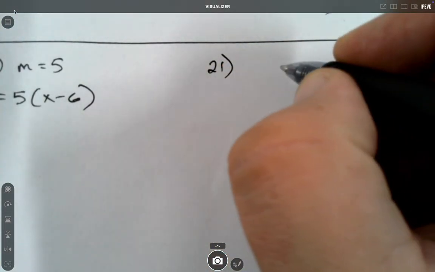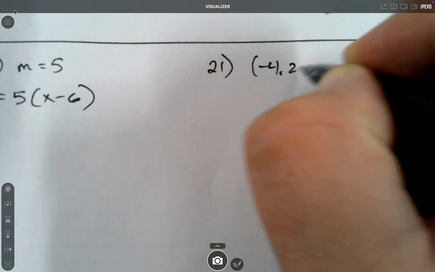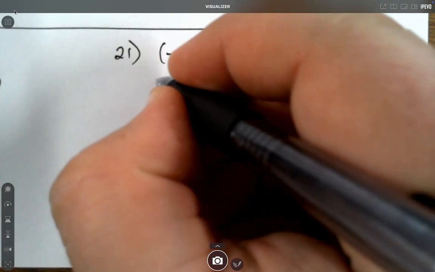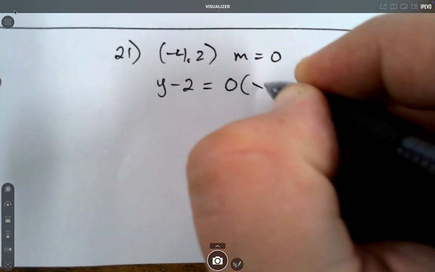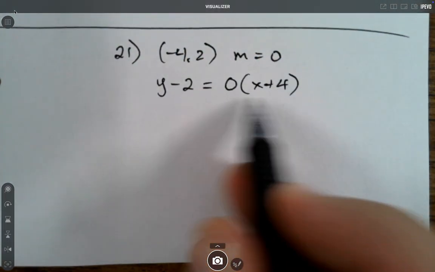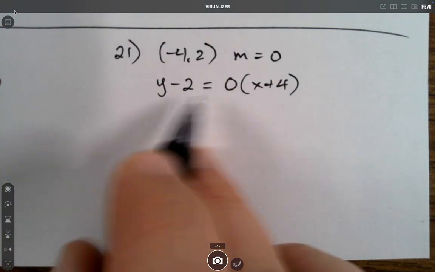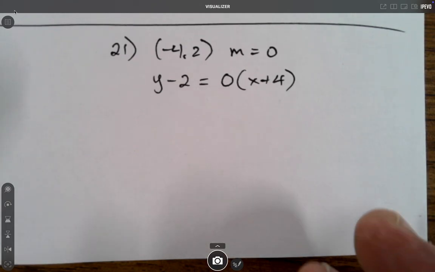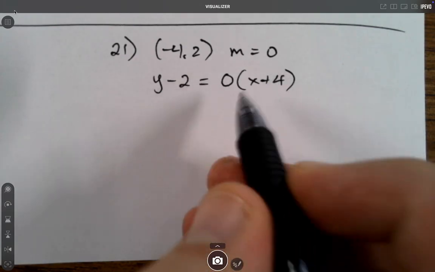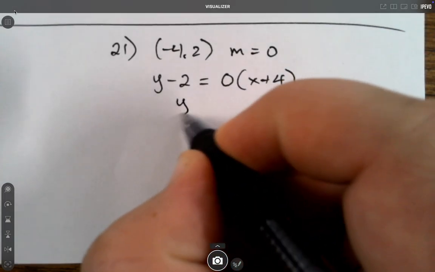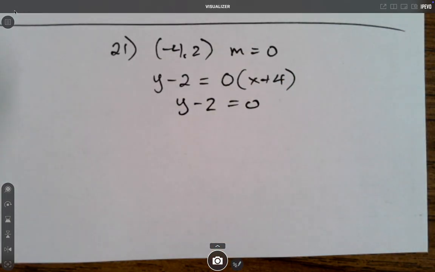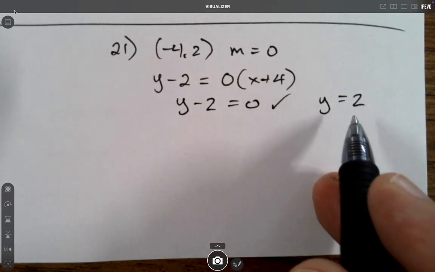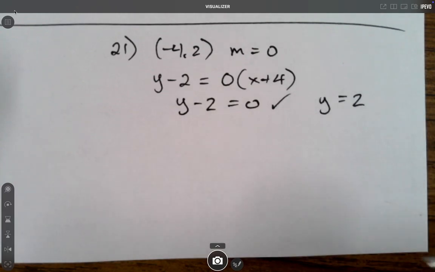21, same process, but this time we have the point (-4, 2) and a slope of 0. So I'll do y minus 2 equals 0 times x plus 4. And 0 times anything, you can leave it this way. It is still considered to be in point slope form, but I don't really like just leaving 0 times something, so I'd probably go ahead and say y minus 2 equals 0. And you can leave it like that, or if you want to add the 2 over, this is technically not in point slope form, but I would accept this as well.